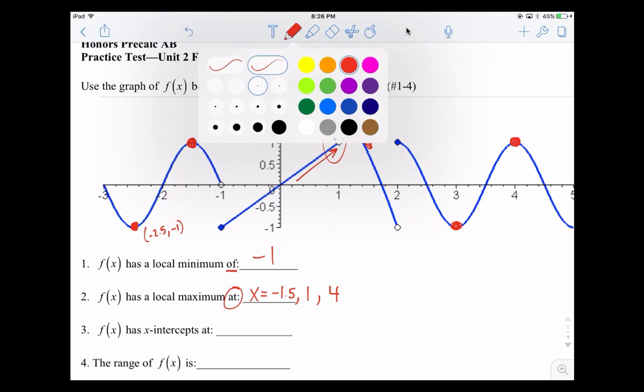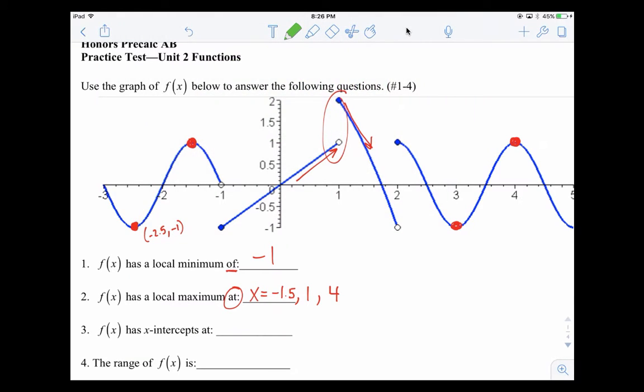The next one is x-intercepts. These are pretty straightforward. Where exactly does it cross the x-axis? So I have here at -3, -2. I'm not going to do -1 because technically the y value is not defined there. Okay, so I'm going to keep going to the right.